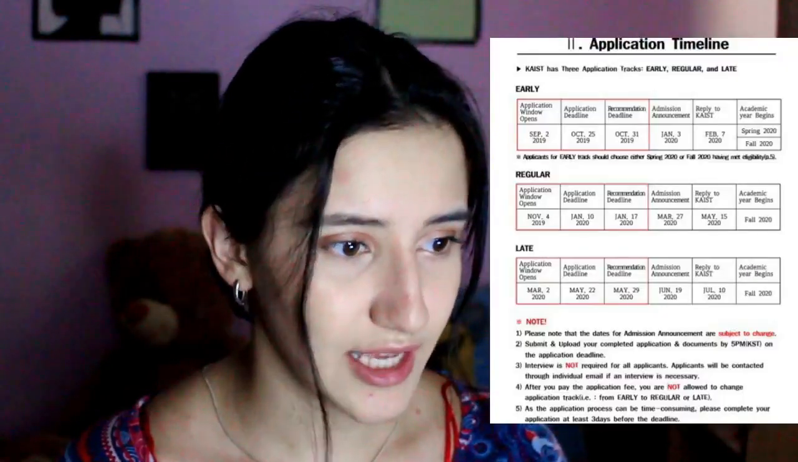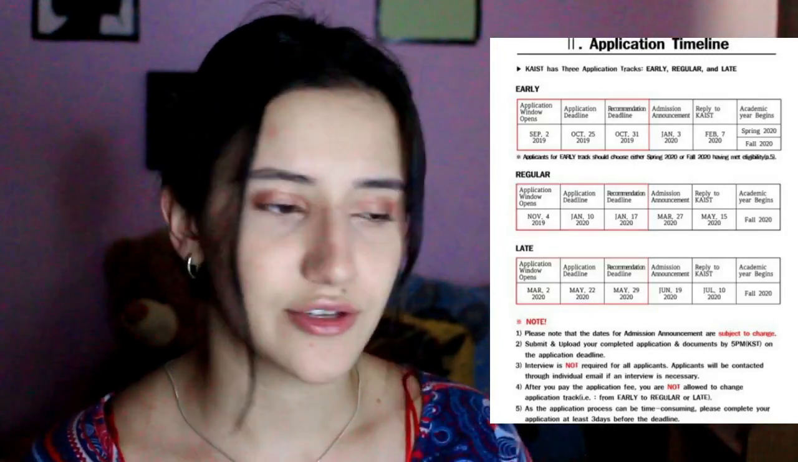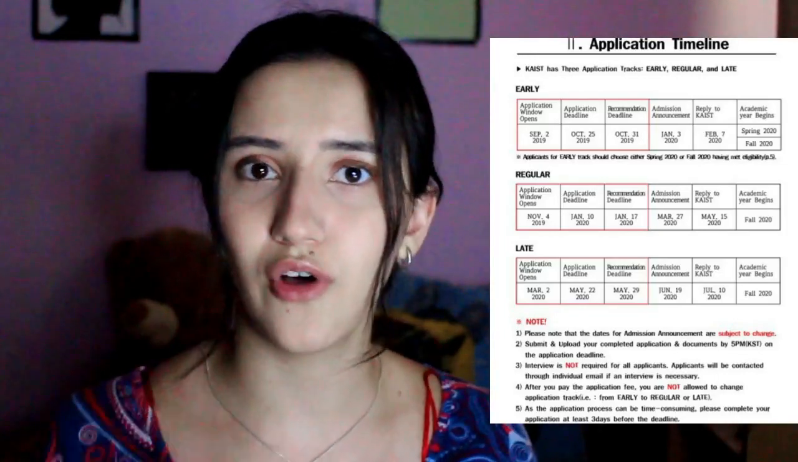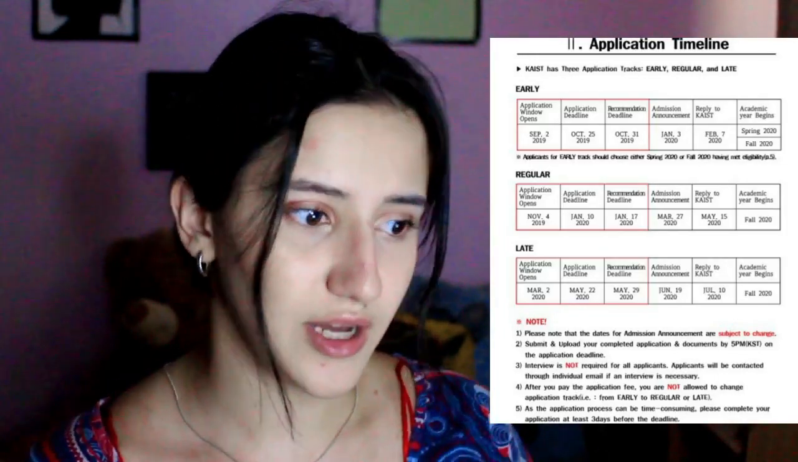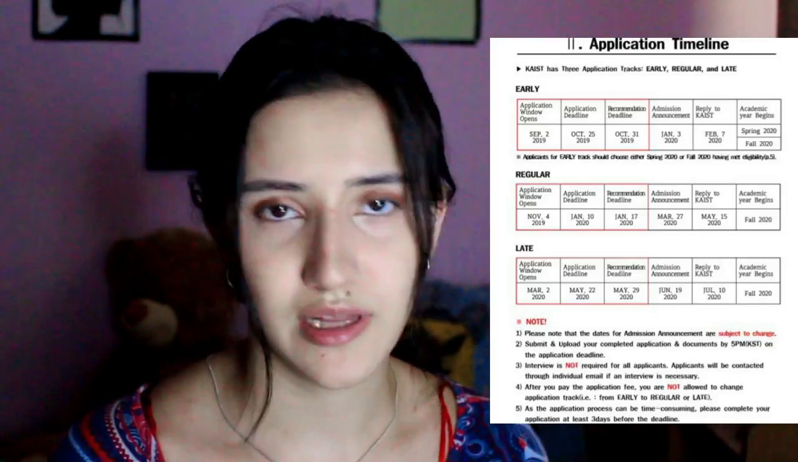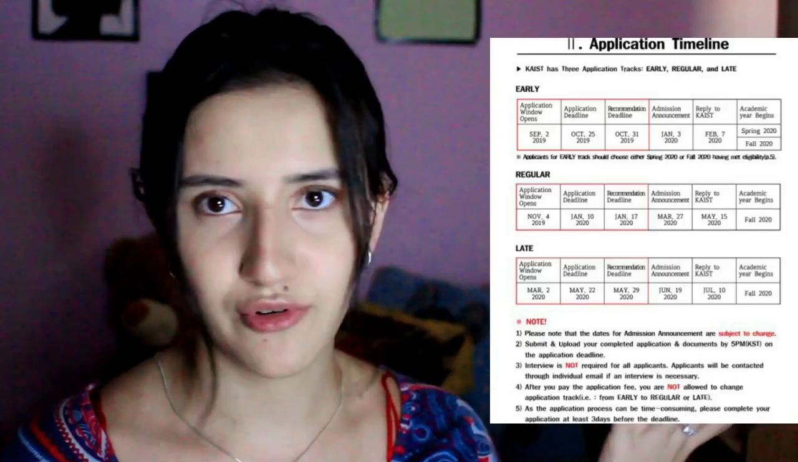Okay, application timeline. It has early, regular, and late. When you apply for the early track, you can apply for the fall or spring semester. But if you apply for regular and late, then you can only apply for the fall semester. And the dates are actually the same every year, with just a few days of change.